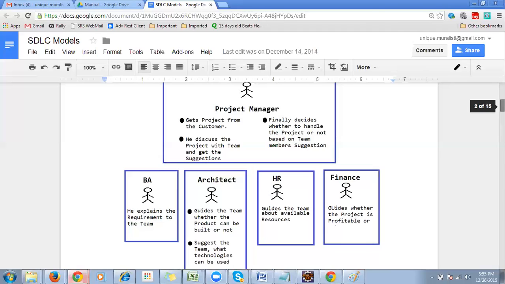Then the project manager will get all the information from these 4 people. He is the deciding authority on whether to take the project or not. He discusses the suggestions with the team, and finally he is the one who decides whether to take the project or not. That's what happens in the feasibility study.